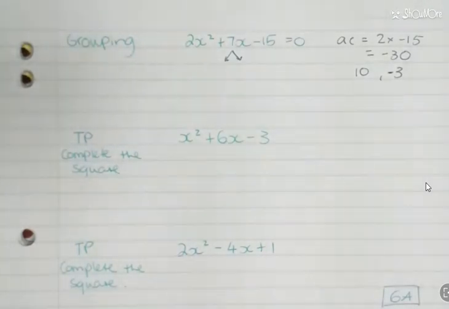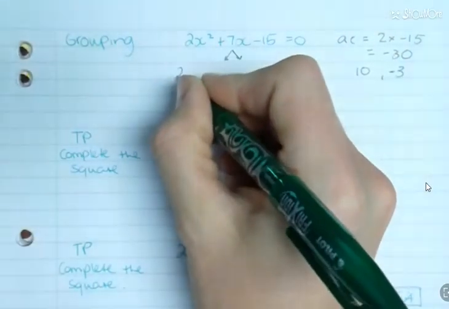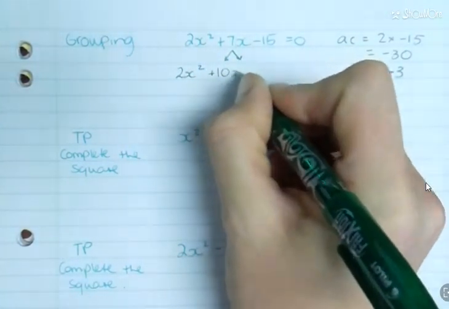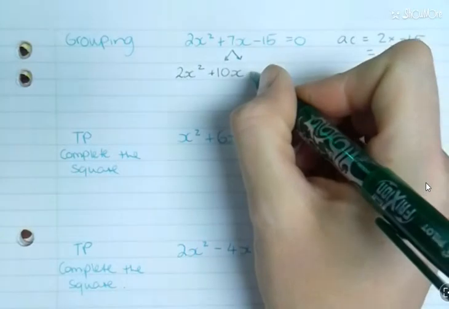Yeah. So now I put them with their matching sides. So the 10 goes with 2. The 3 goes with the 15.